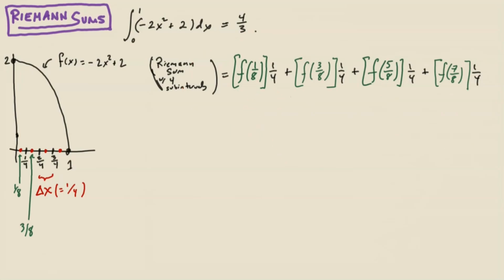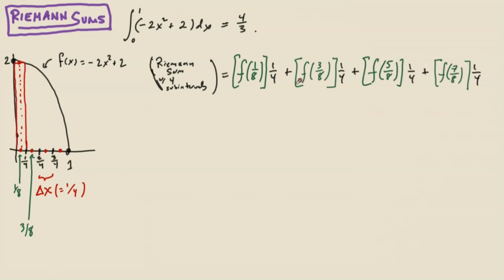Well, we can think of that as the area of a rectangle whose width is 1/4, namely the subinterval there, and whose height is f of 1/8, which is this length right there. So their product is the area of this rectangle.